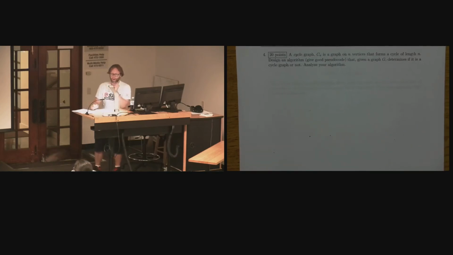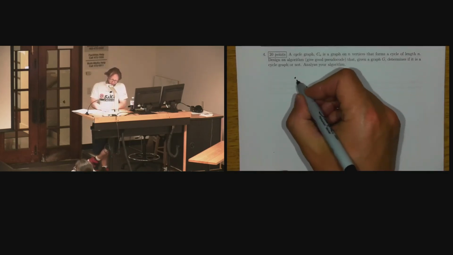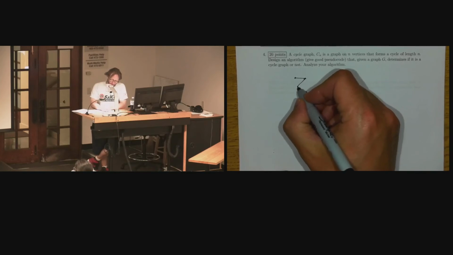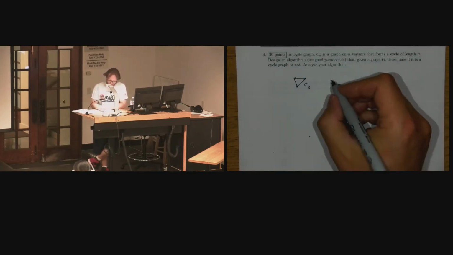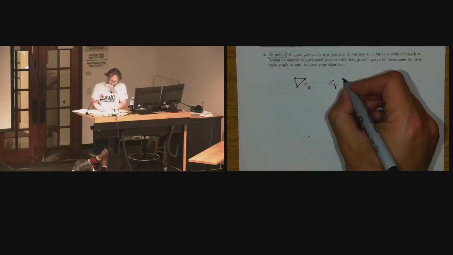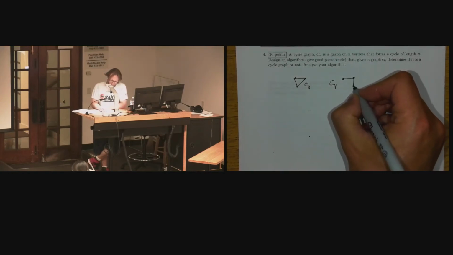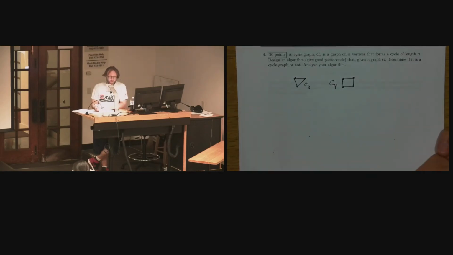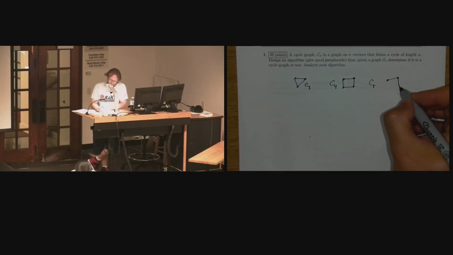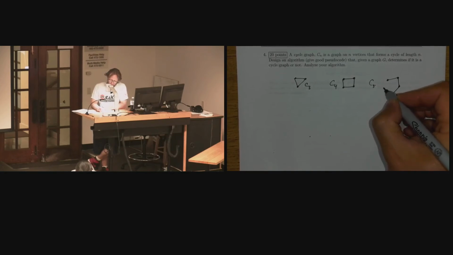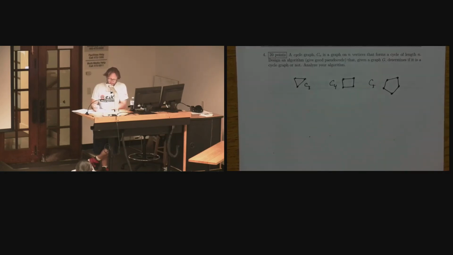A cycle graph, Cn, is a graph on n vertices that forms a cycle of length n. Right? So in other words, for example, this is say 235 material. Here's C3. It's just a triangle. What does C4 look like? It's a cycle of length 4. C5 looks like, it's just a pentagon, right? Et cetera, et cetera.